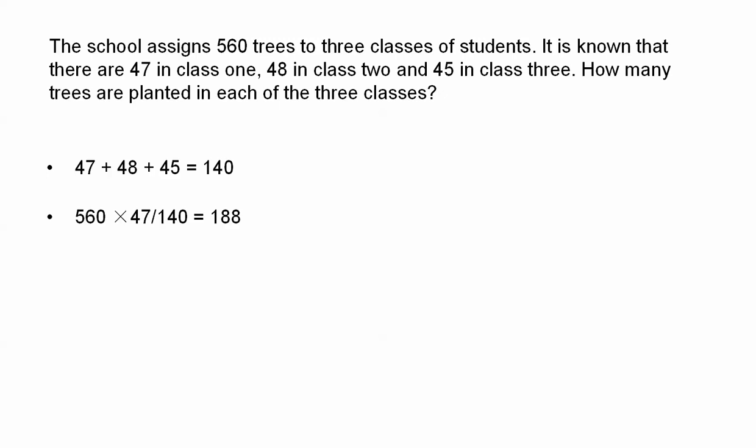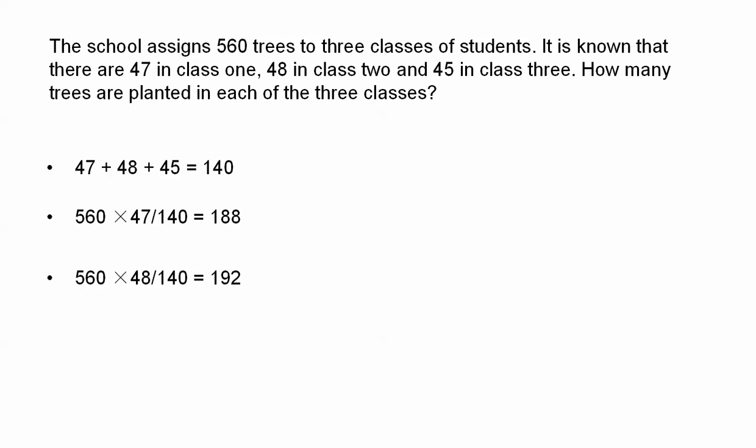Then we can use the proportion for allocation. So for class 1, we can use 516 multiplied by 14.7 divided by 114 equal to 118.8. This is the number that will be assigned.